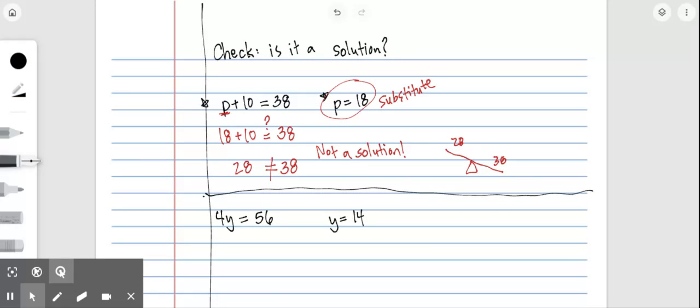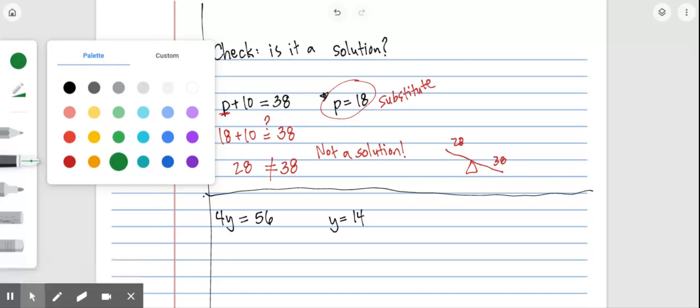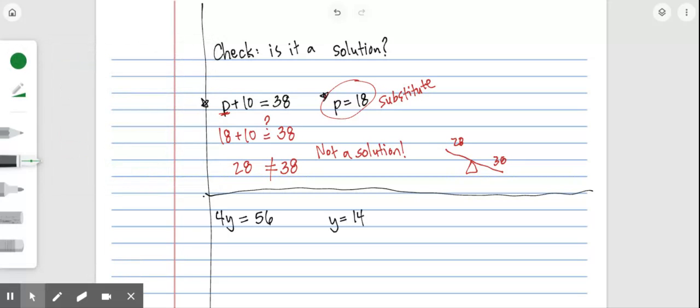Okay, this one is 4y equals 56 when y equals 14. Now, again, I need to substitute. However, I see right here that I've got 4y. So when I plug this in, this is not going to become 414. I need to remember that when you have a coefficient and a variable, there's a hidden multiplication. There's multiplication hidden between that 4 and that y. So this expression is actually 4 times y equals 56.